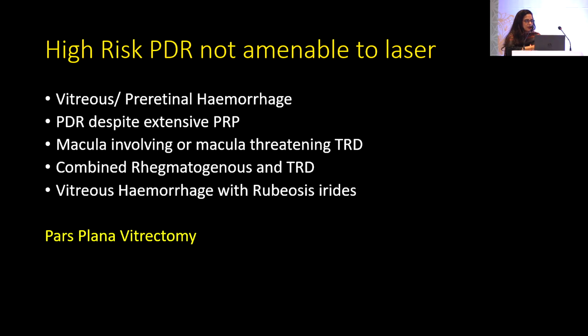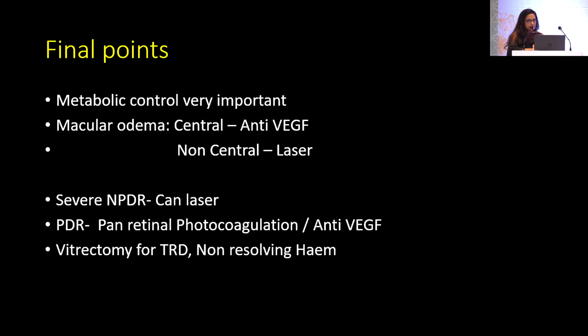Patients who are not amenable to laser, so these are the categories of patients, like patients who have a large vitreous hemorrhage which is not resolving. They have PDR despite your lasers and your injections, the PDR is still persisting. Whether there's a tractional retinal detachment at the macula or near the macula, a combined detachment, or vitreous hemorrhage along with neovascular glaucoma, these are the patients who should be taken in for pars plana vitrectomy.